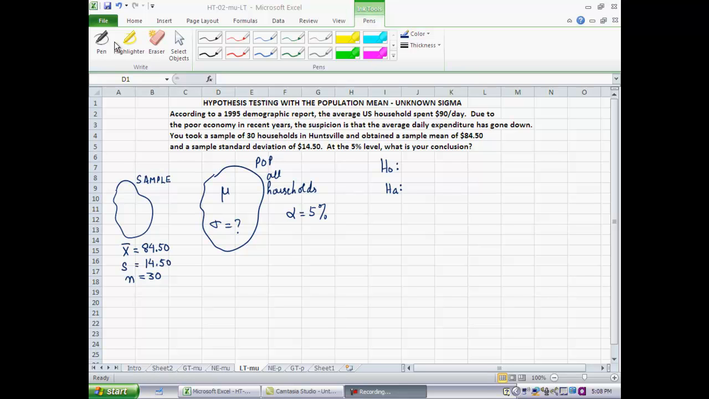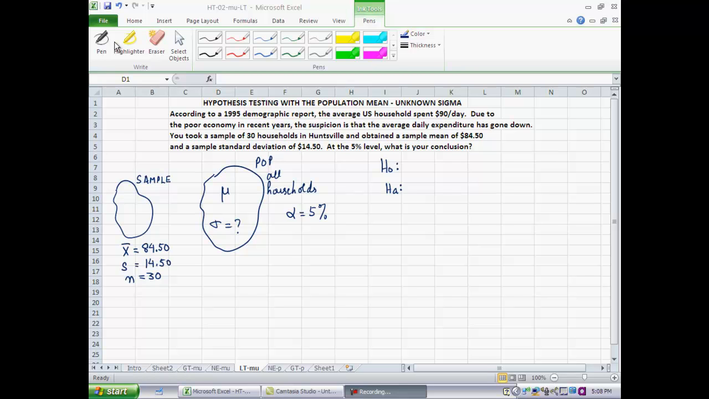In this segment, we'll continue our discussion of hypothesis testing, and we'll see the mechanics of doing hypothesis testing with the population mean, but this time the population standard deviation is unknown. So we have an unknown sigma. The problem setting is the following.